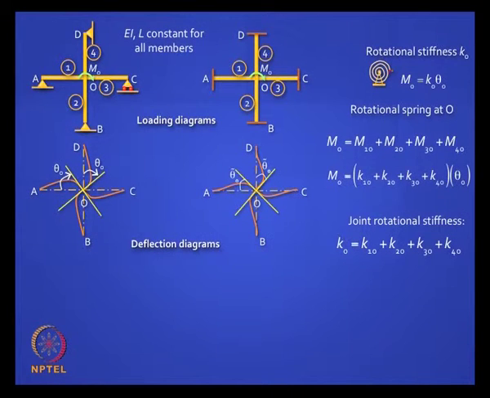Now, this is the reason why. You see, m1 naught is k1 naught into theta naught, m2 naught is k2 naught into theta naught, etc. And we said m naught is k naught into theta naught. This is why we say k naught is the sum of the individual element stiffnesses.